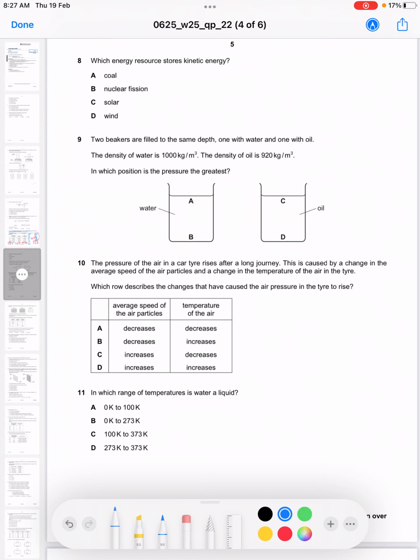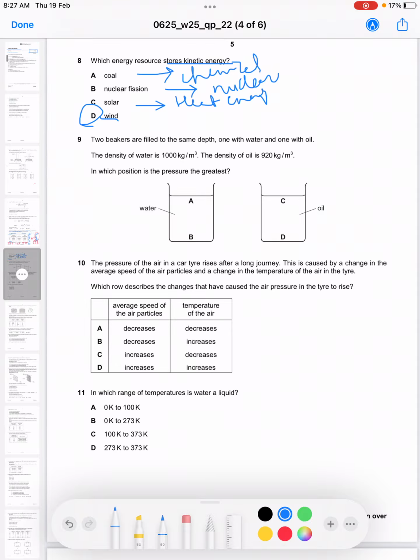So let's start with question number 8. Which energy resource stores kinetic energy? Okay, let's check one by one. We know coal is not, because in it is chemical energy, right? Nuclear fission, it stores nuclear energy. Solar, no, it stores heat energies. Yes, wind is basically the movement of the particles, so it stores the kinetic energy.